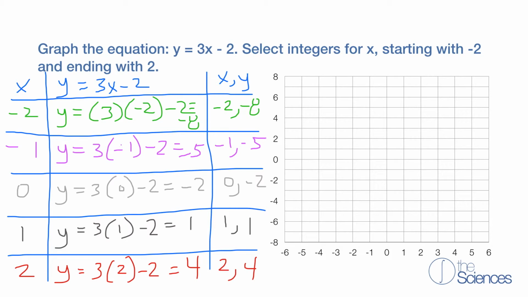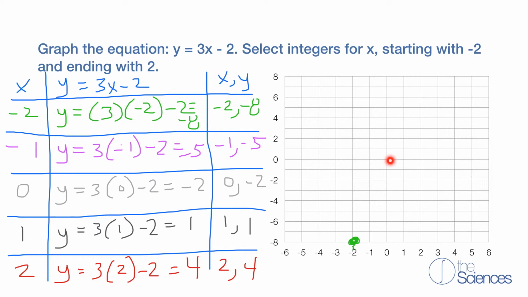Now we're going to plot these ordered pairs in our rectangular coordinate system. So here we have -2, -8. So this means we're going to start at our origin. We're going to go 2 places to the left and 8 places down because we have -8. So here's the location of -2, -8.